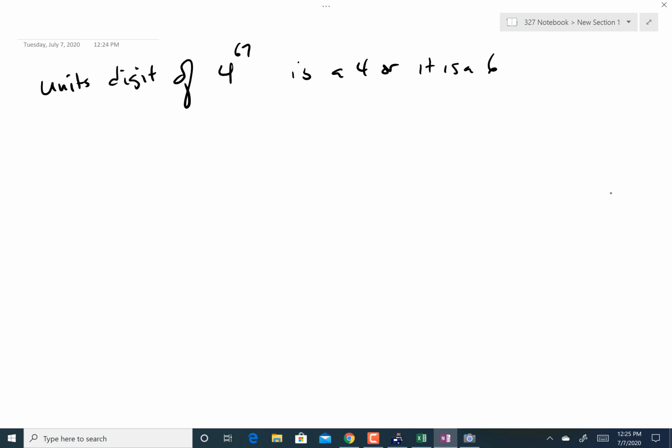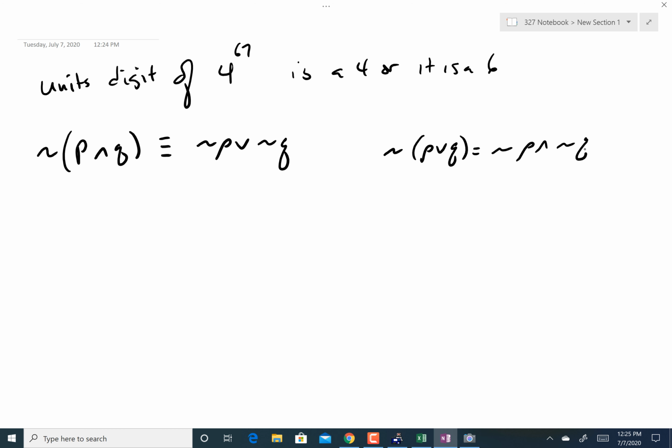De Morgan's law says this. Not (P and Q) is the same as saying not P or not Q. And not (P or Q) is the same as saying not P and not Q. So we are supposed to use De Morgan's laws to write negations for the statements. The units digit of that is this, or it is this. So I heard or. Let's say it's not that. I guess we'll start with this one here just for fun. So the units digit is not 4 or 6.